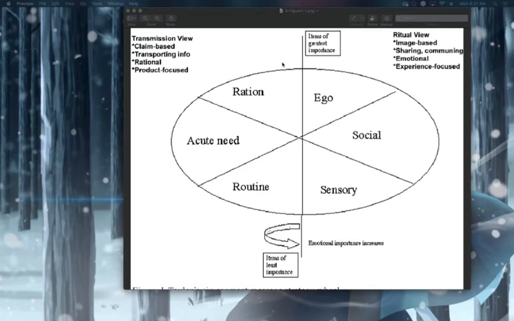As we see, they are claim-based, transporting information, they're rational, and they're product-focused. The idea behind the transmission view is this is based on argument, and it's based on using logical reasoning to say this is why you need something.